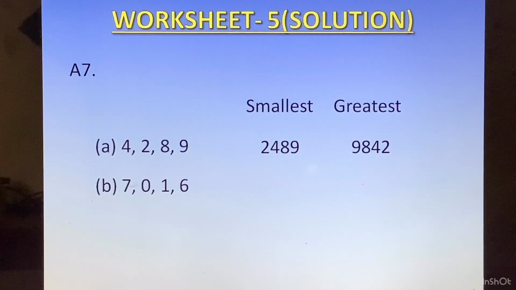7016. Now you remember for the smallest what did we do? We had exchanged the place of 0 with the next number in ascending order. So we will get 1067 as the smallest number, and the greatest number it will be 7610.